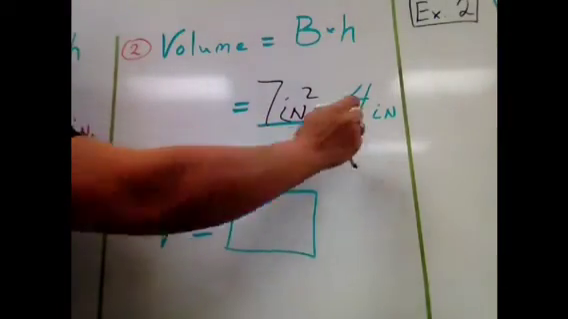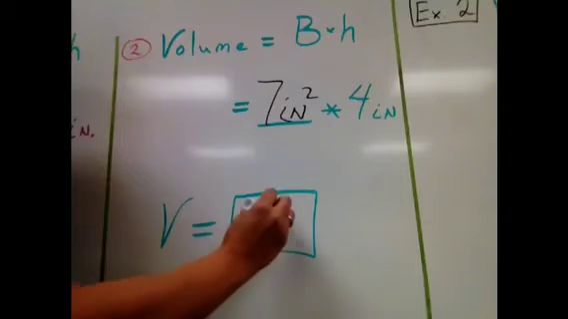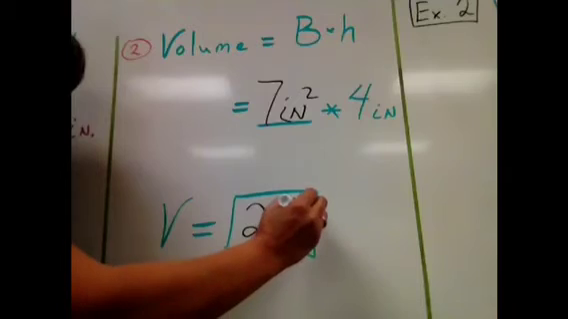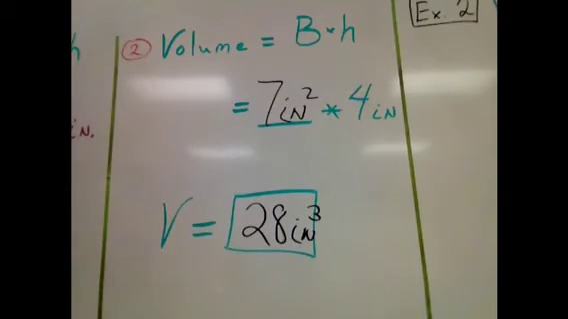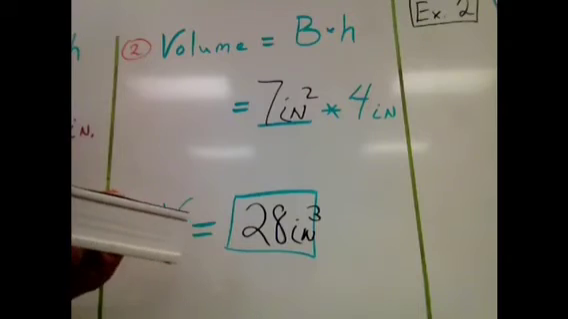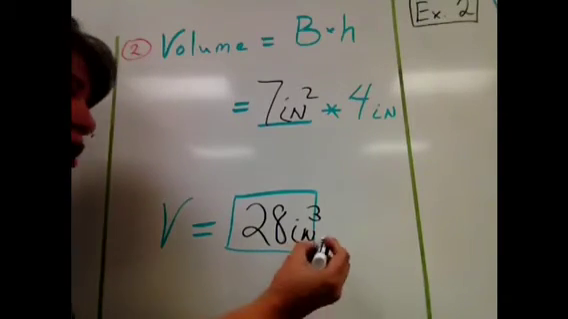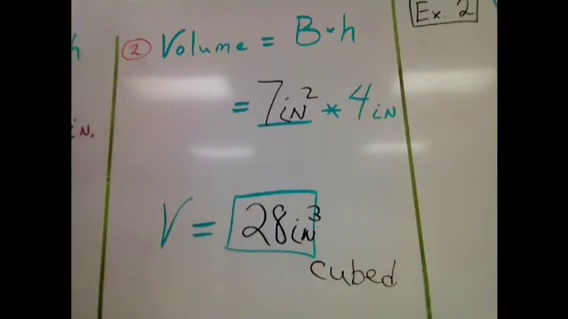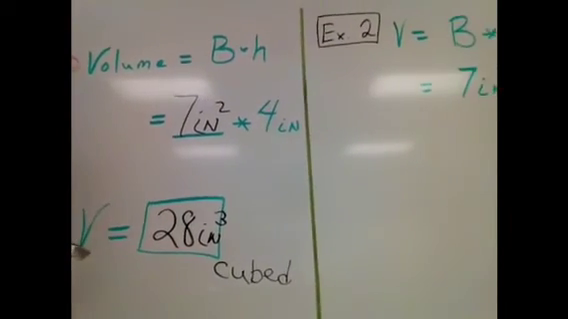So 7 times 4 is 28. But this is volume, so inches to the third power. All right, so we would have 28 inches to the third power here. We also call that 28 inches cubed. So that means that we had a bunch of 1-inch cubes. We could actually fit 28 of them in this. Okay. All right, so we're going to do another example using the same piece.